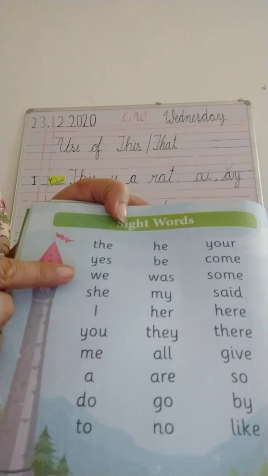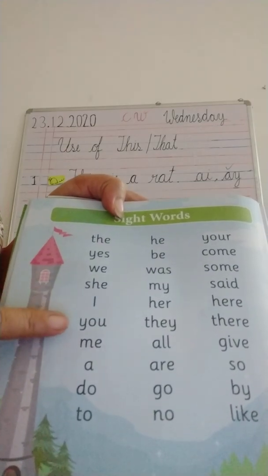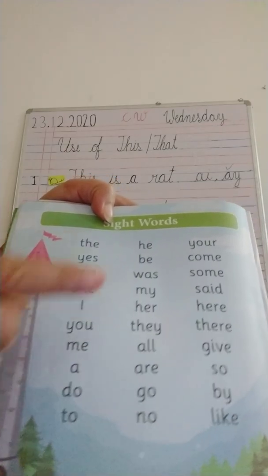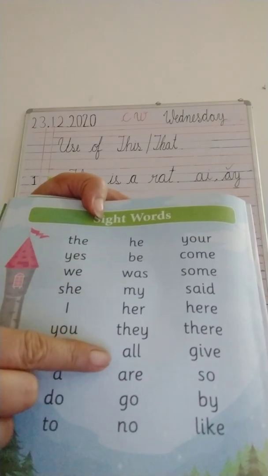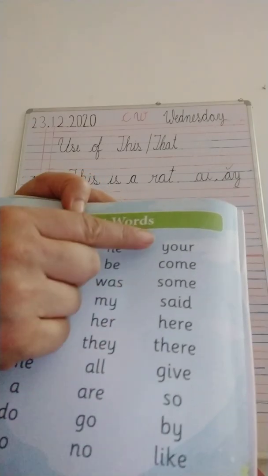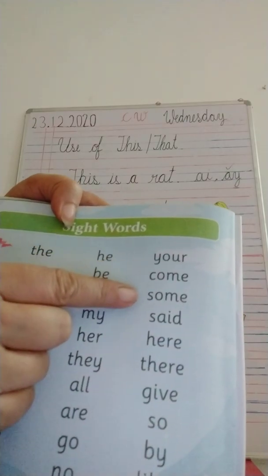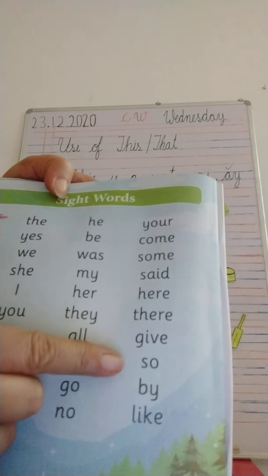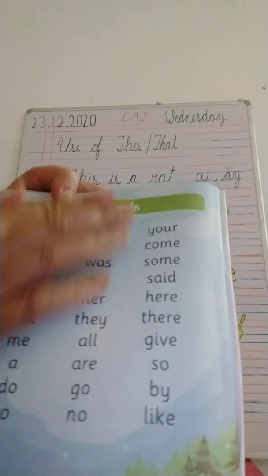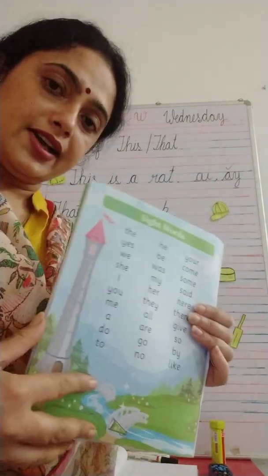The, yes, we, she, I, you, me, do, to. He, be, was, my, her, they, all, are, go, no. Your, come, some, said, here, there, give, so, buy and like. So we are going to revise the sight words.